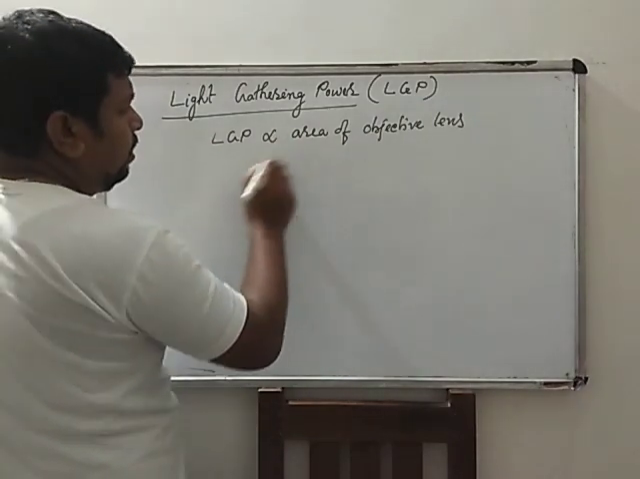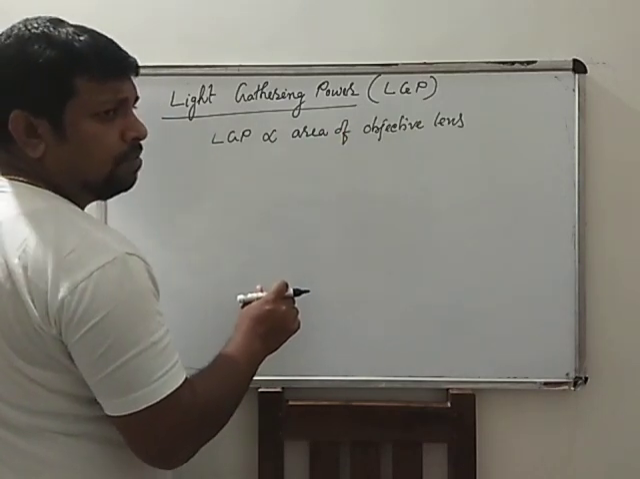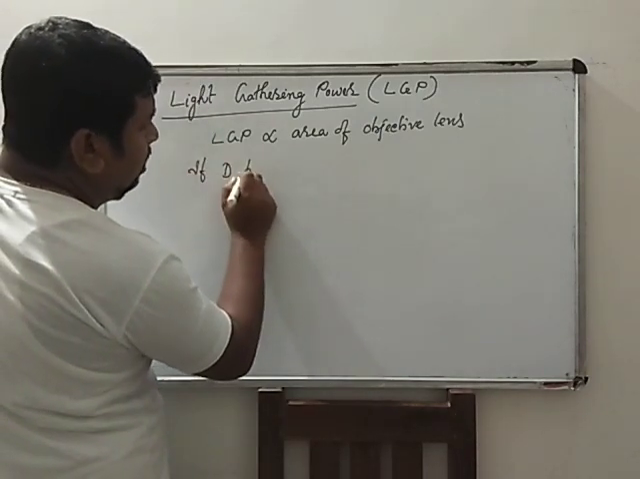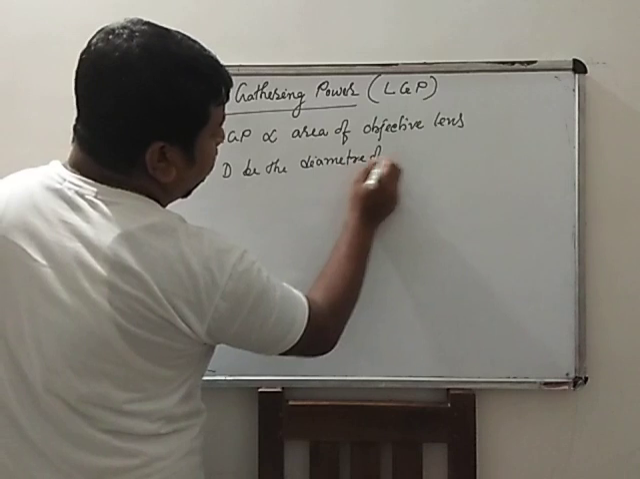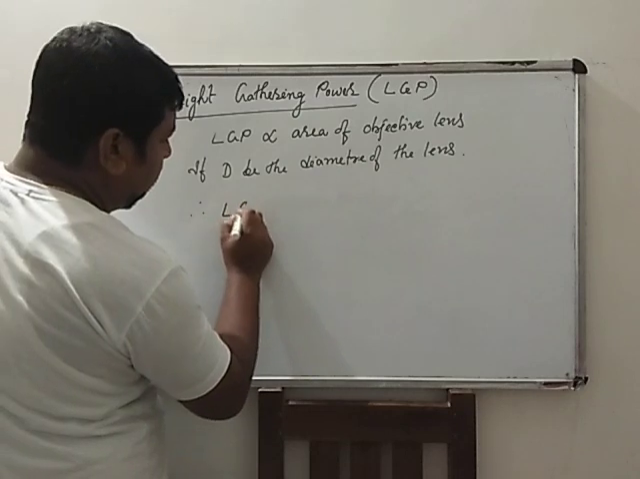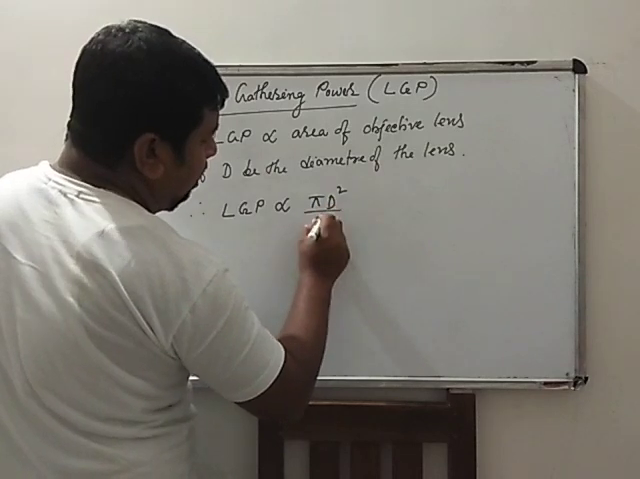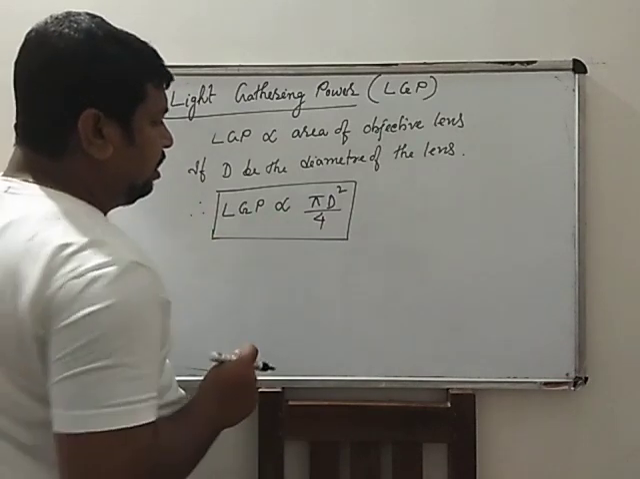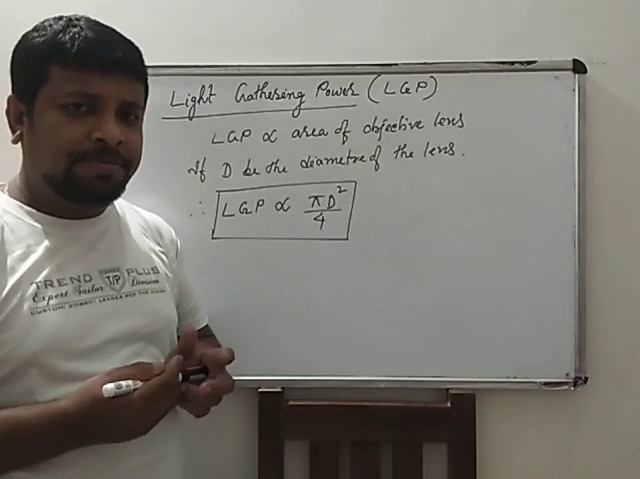So we know the area of the objective lens depends on a definite diameter. If capital D is the diameter of the objective lens, then LGP is directly proportional to pi D square divided by 4. Keep this in mind: how light gathering power is related with diameter.